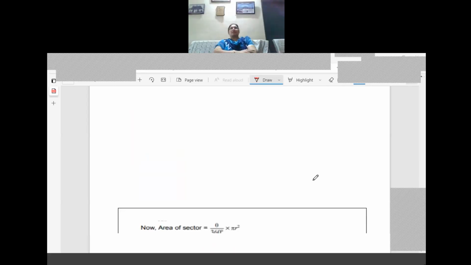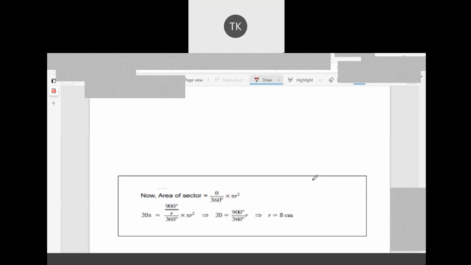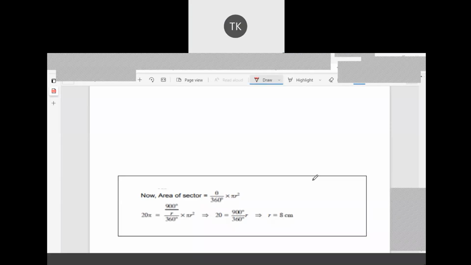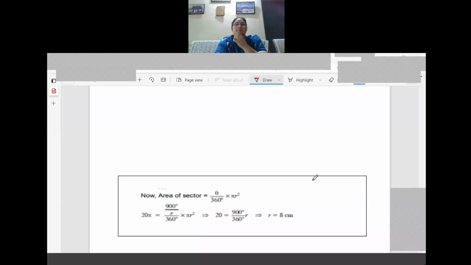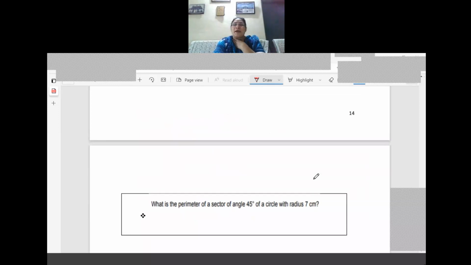What is the value you told? 2, ma'am. Ma'am, it is 8 centimeters. Shailesh divided it, ma'am; we should multiply it. Okay, no problem. Next, I think one more question is there.